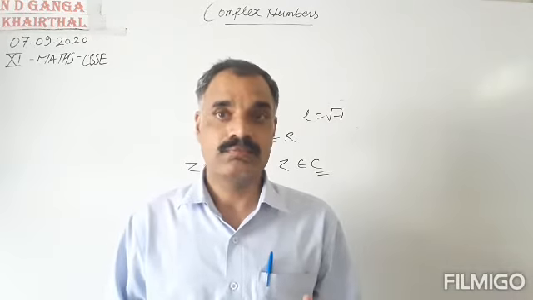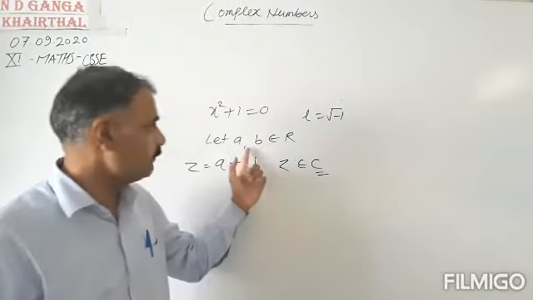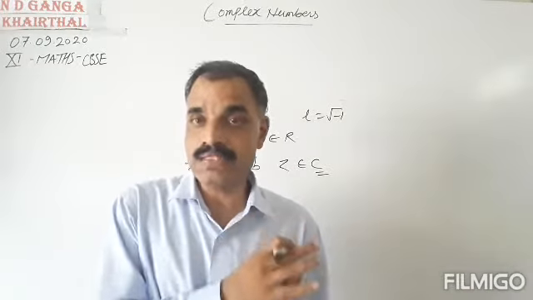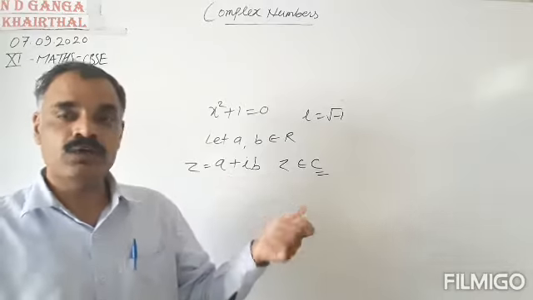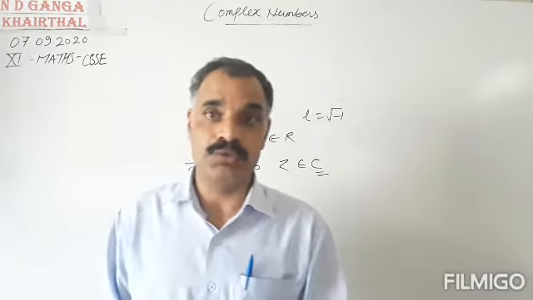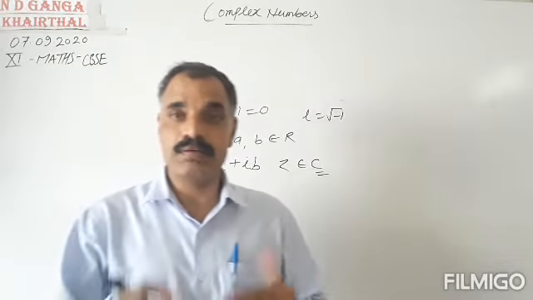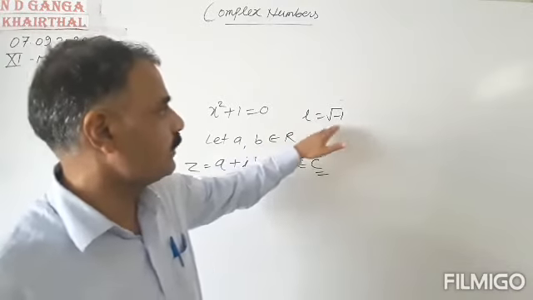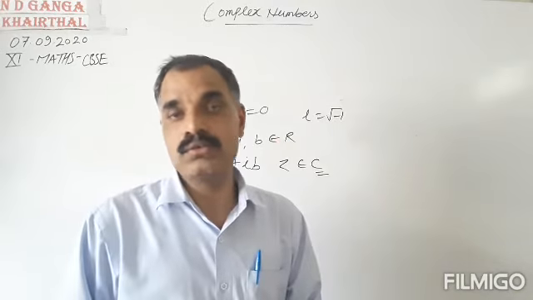Here a and b both are real numbers. The number which makes this a plus iota b a complex number is the imaginary unit given by Euler, that is iota. iota equals under root minus 1.